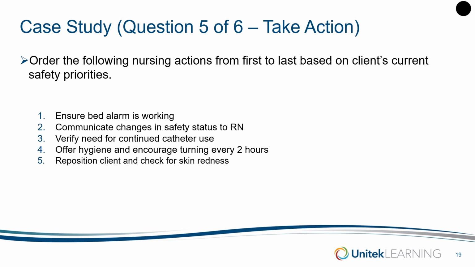Step number 5, or question number 5, then is all about taking actions. So again, as a review, question number 1, recognizing cues. Number 2, analyzing cues. Number 3, prioritizing hypothesis. Number 4, generating solutions. Now we're going to take everything that we've done and figured out and we're actually going to do something. So we're taking action.